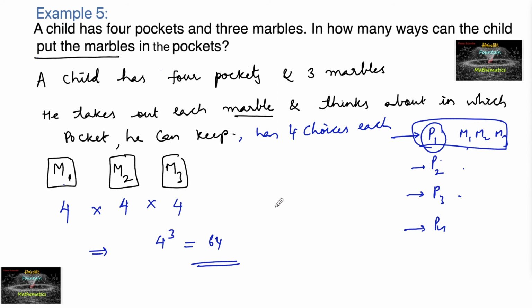And this is also based on the formula n to the power of r: the number of permutations of n different things taken r at a time, when each thing can be repeated any number of times. So here, the number of permutations of 4 different things, 4 different pockets, taken 3 marbles at a time, is nothing but 4 to the power of 3, that is 64. Okay, now let's see another example.